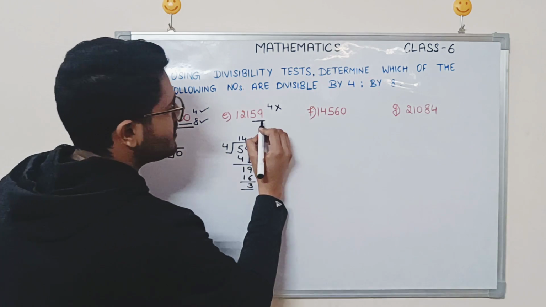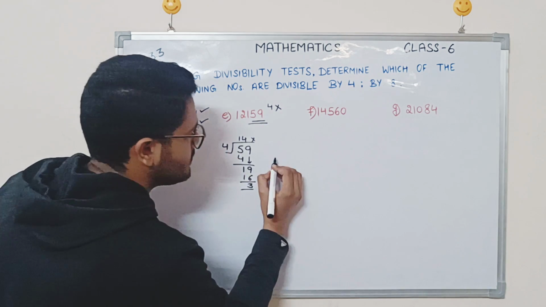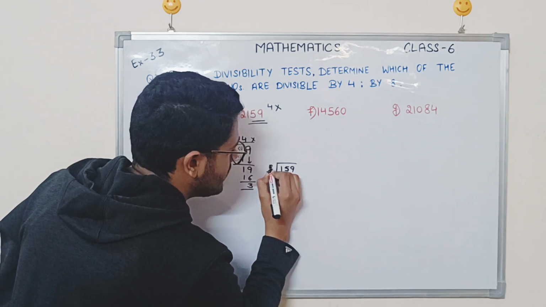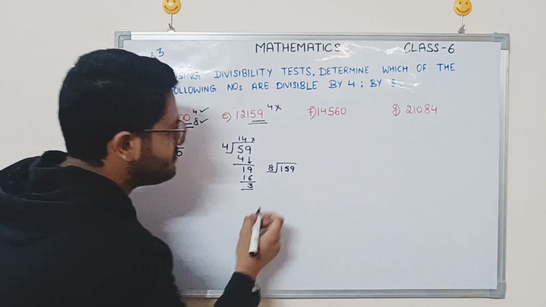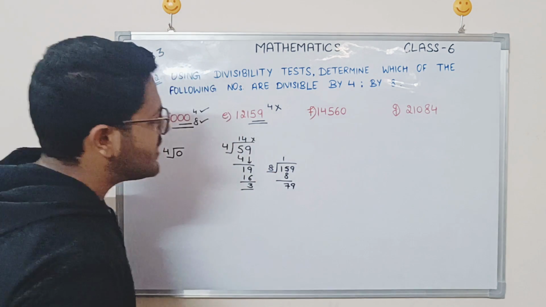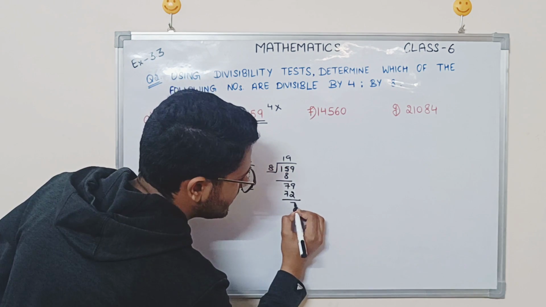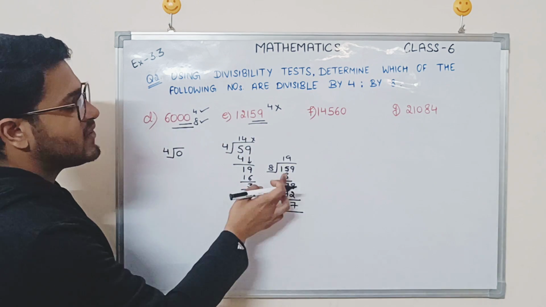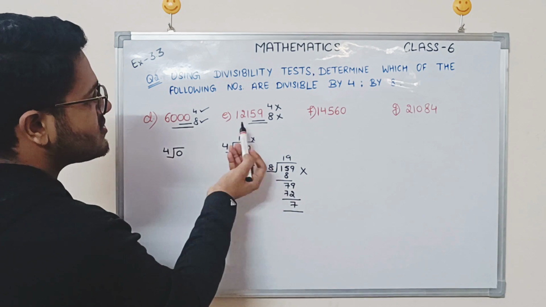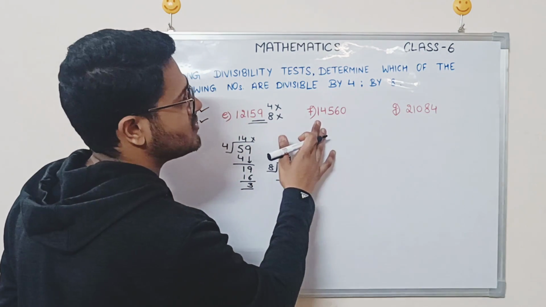Next, for divisibility by 8, we will take the last three digits. The last three digits are 159. 159 divided by 8: 8 ones are 8. Now remaining is 79. 8 nines are 72. Remaining is 7. So 159 is not divisible by 8. Therefore this whole number is also not divisible by 8. Let's move to the next part.